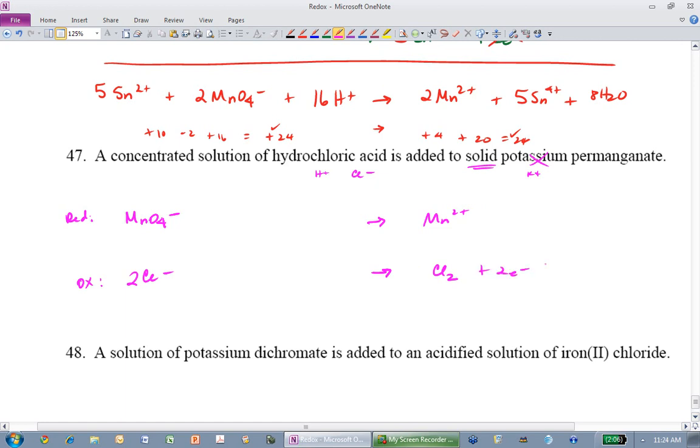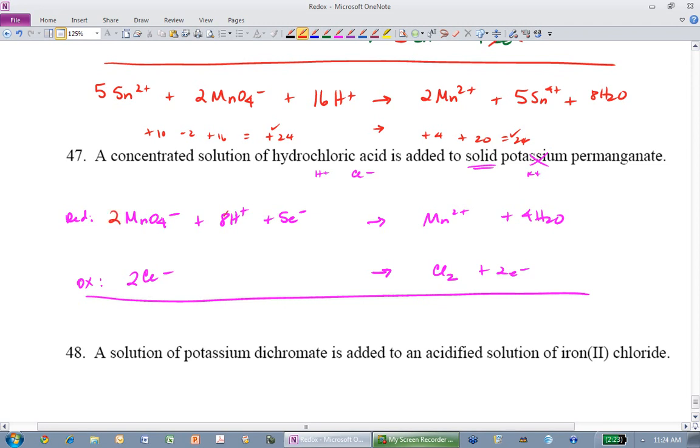It's that top one that's always troublesome, isn't it? All right, so I need 4 waters, 8 H+, 5 electrons. 2-5 trick again. 2, 16, 10, 2, 8. 10, 5, 10. Nothing to clean up.